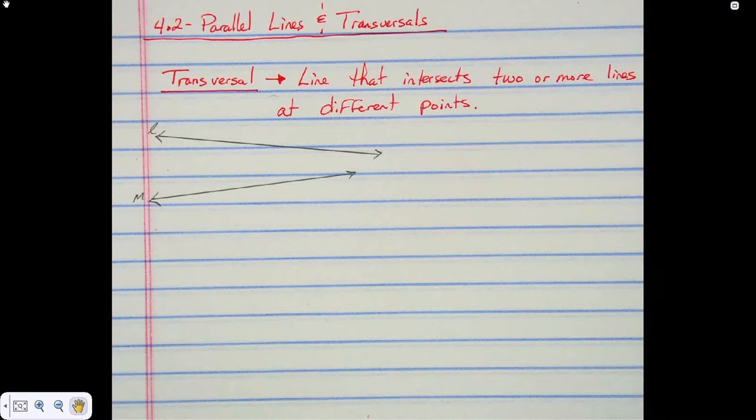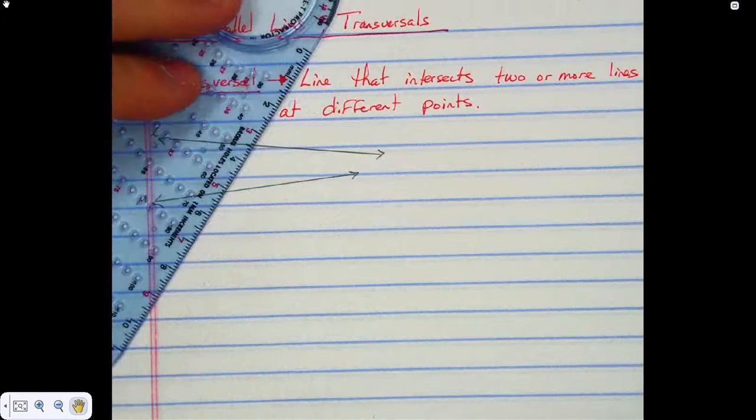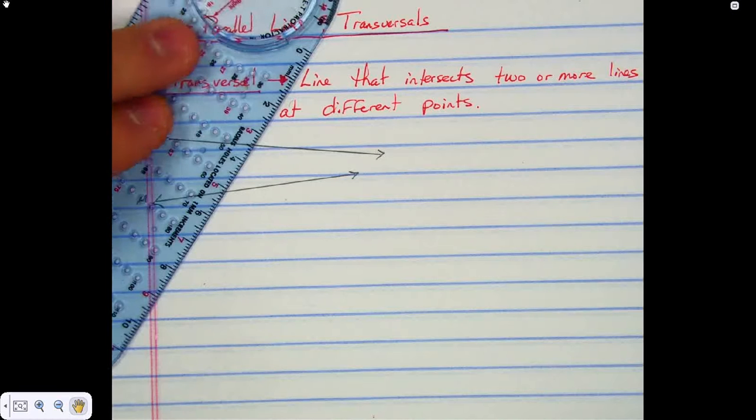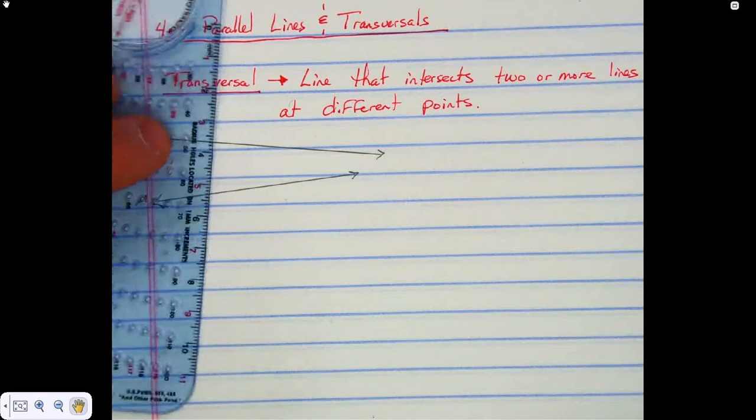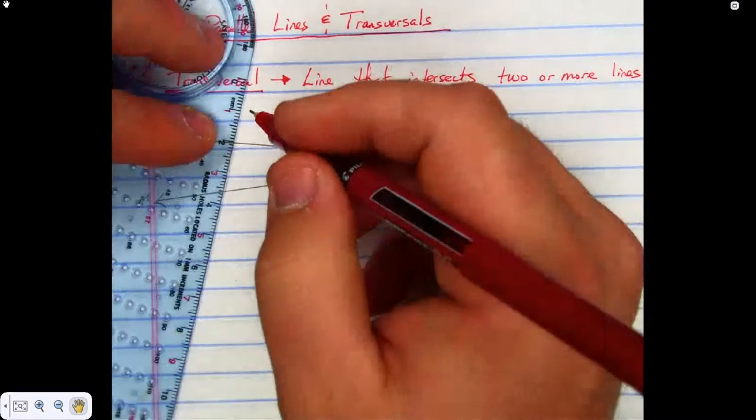Now, my ruler, does that look like it would represent a transversal right there? Is it a line that intersects two or more lines at different points? Yes. How about this one? Yes, this one too.